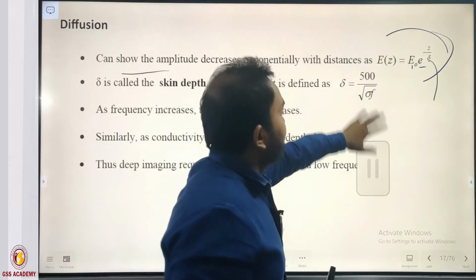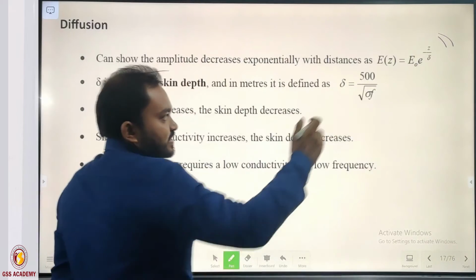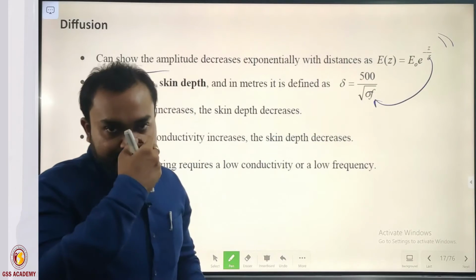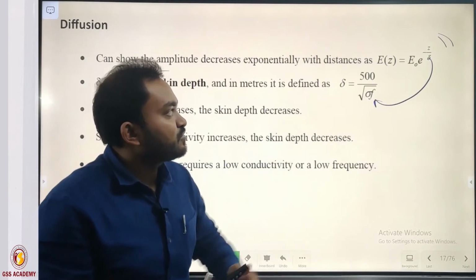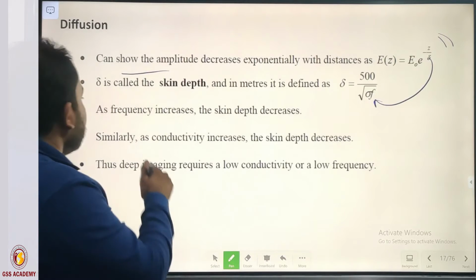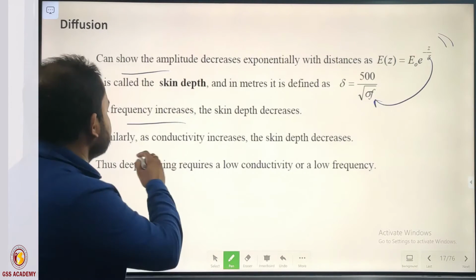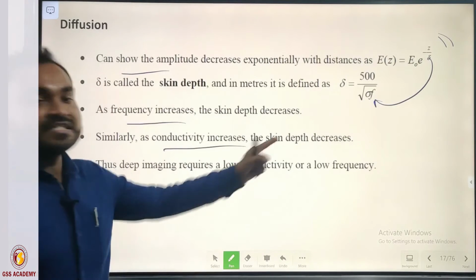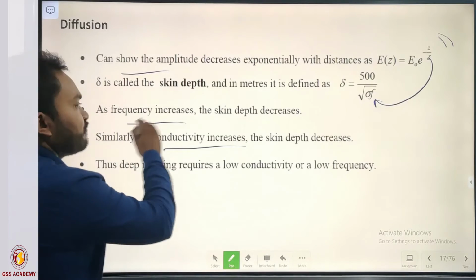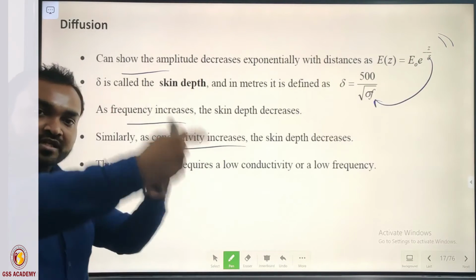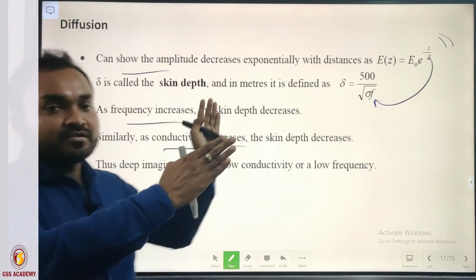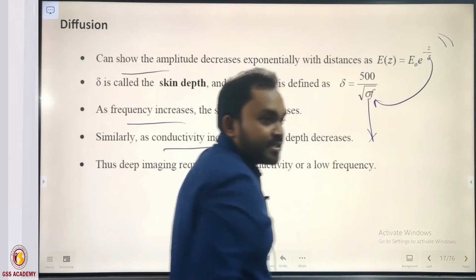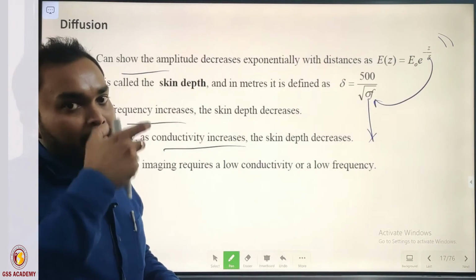So as you can see this delta, now if your conductivity increases, then what will happen to your skin depth? As frequency increases or conductivity increases, the skin depth decreases. Here also, as conductivity increases, the skin depth also decreases. So if both are increasing, then your skin depth will decrease.